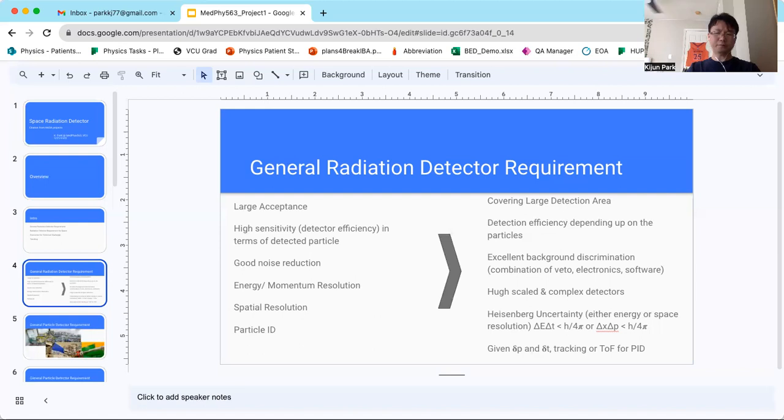However, there is the Heisenberg uncertainty principle. You cannot pin down to arbitrarily small resolution, because energy and time are of finite size, and space and momentum are also of finite size. So you cannot beat this limit.